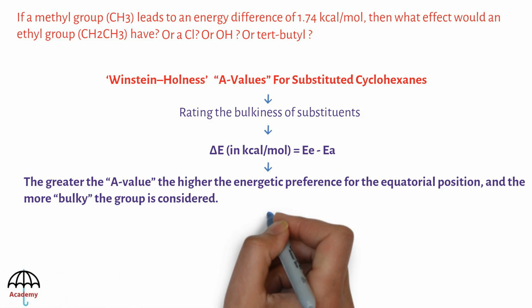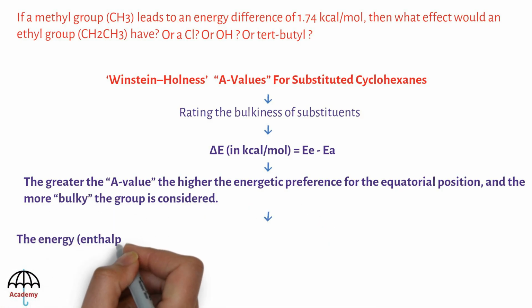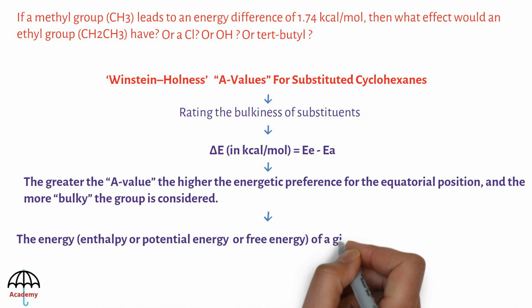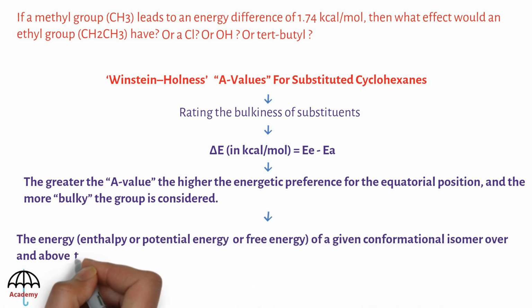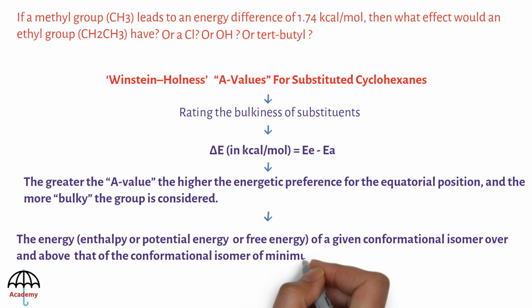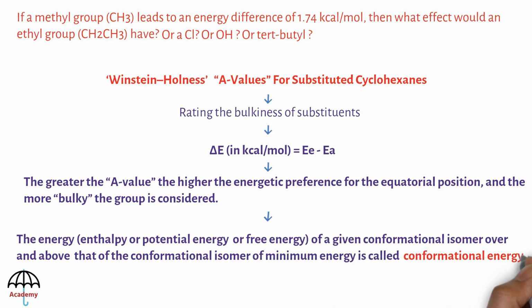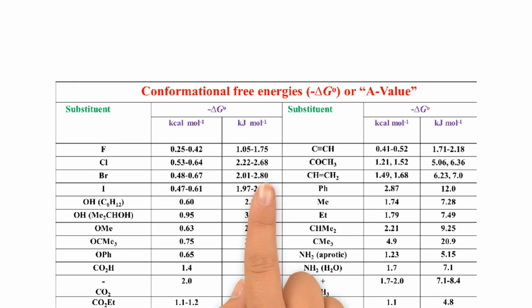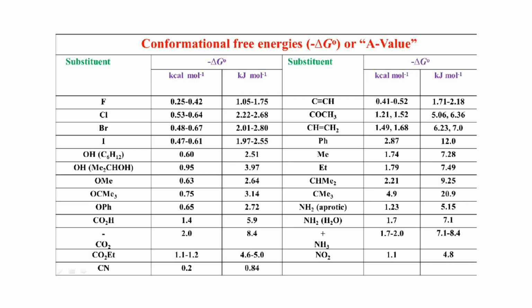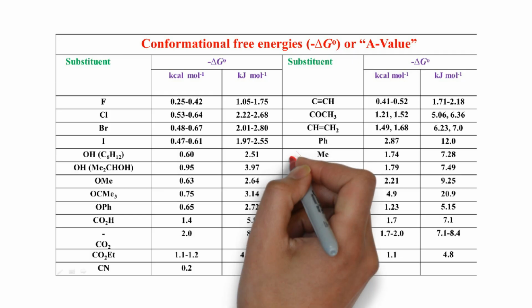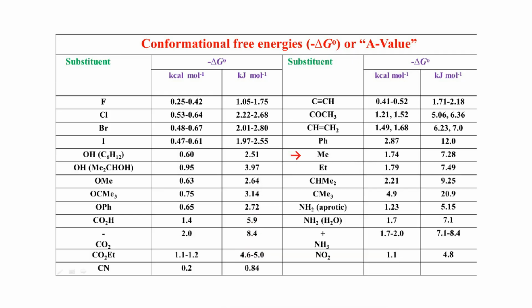The energy, enthalpy or potential energy or free energy, of a given conformational isomer over and above that of the conformational isomer of minimum energy is called conformational energy. Here is a table, listing the conformational free energies or A values, of the various substituent groups on axial position compared to equatorial position. We have discussed the effect of axial methyl group having corresponding A value of 1.74.